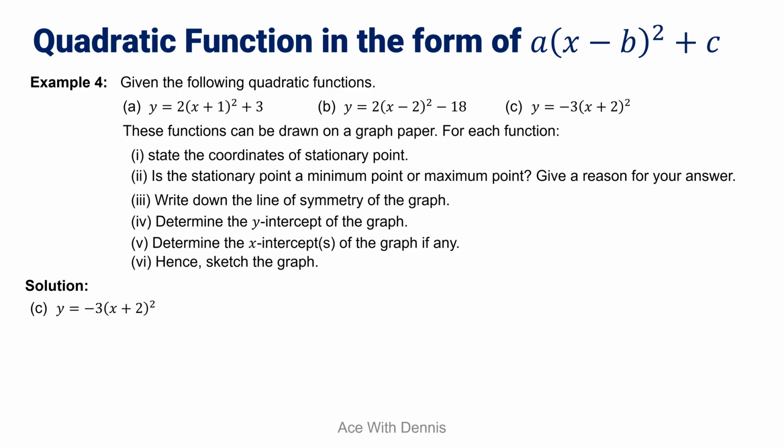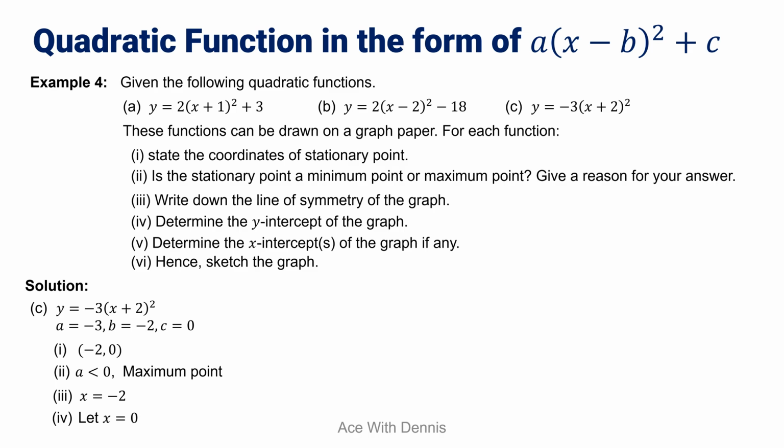Next, for c, the equation is y equals negative 3 bracket x plus 2 squared. So first we identify the values of a, b, and c. For this case, a is negative 3, b is 2, and there is no c here, which means c equals 0. So answer number 1, the coordinates of the stationary point will be negative 2, 0. Number 2, since a is less than 0, or a is a negative number, then it is a maximum point. Number 3, the line of symmetry will be x equals negative 2.